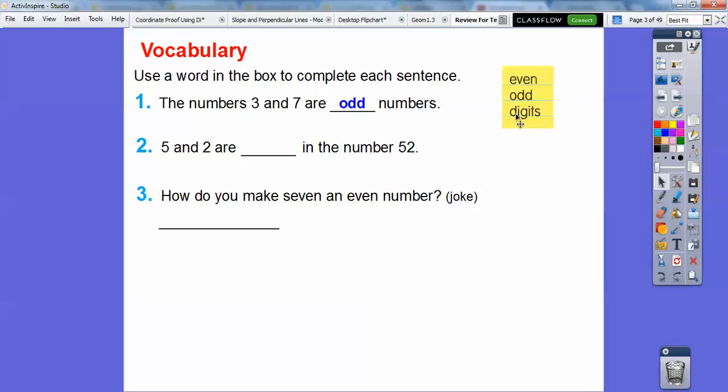So I'm going to choose this word right here. They're digits. This is the tens digit. This is the units digit right here. So they're the digits right there.